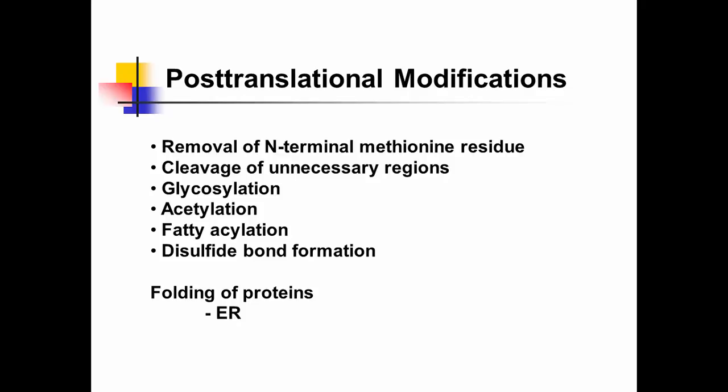Glycosylation means that a sugar group is added to the amino acid residues of the proteins. Glycosylation is a very important modification that can regulate protein degradation, right? Once the protein is glycosylated, it is relatively stable, resistant to degradation.